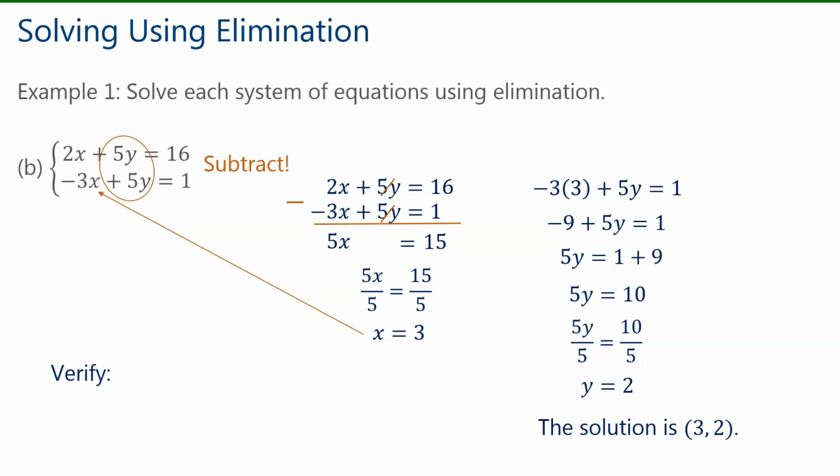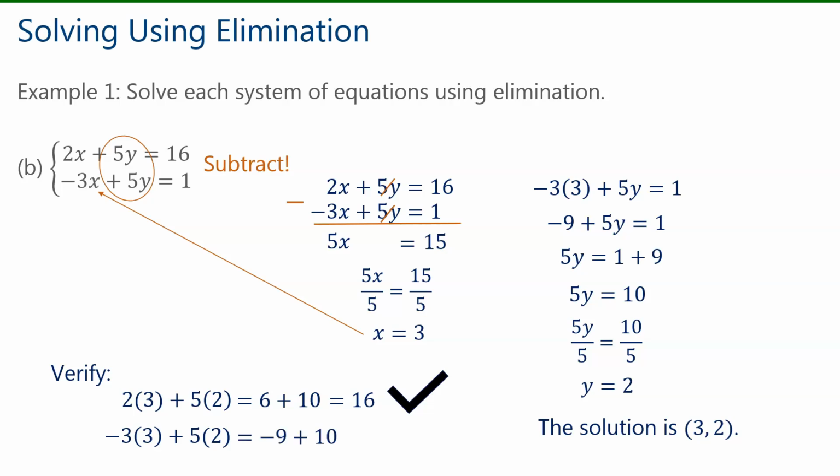So let's verify this. We'll plug these values into the first equation. So we have 3 times 2 is 6, and 5 times 2 is 10. And when I add 6 and 10 together, I get 16. So that is verified. For the second equation, negative 3 times 3 is negative 9. 5 times 2 is 10. And adding that together gives us 1.